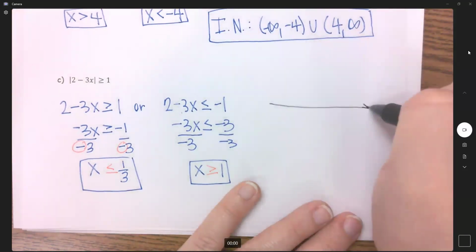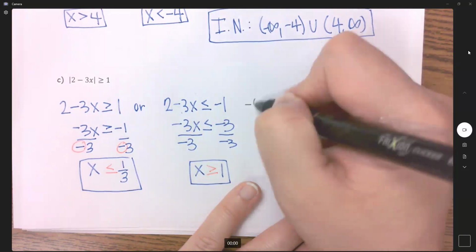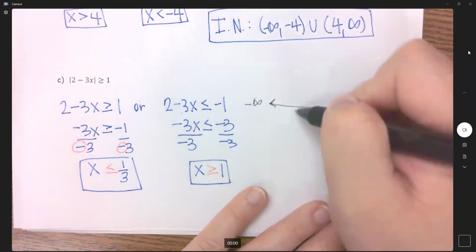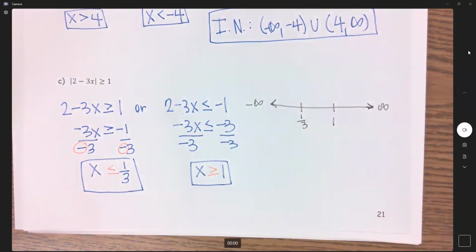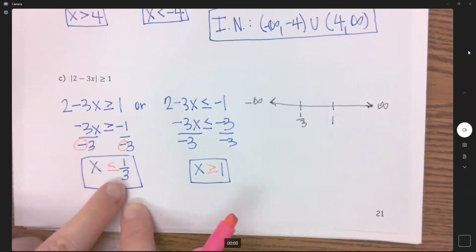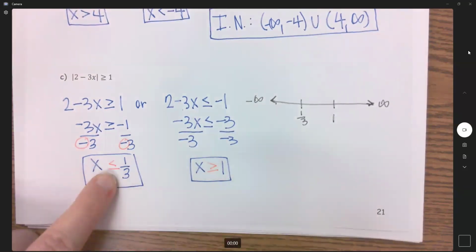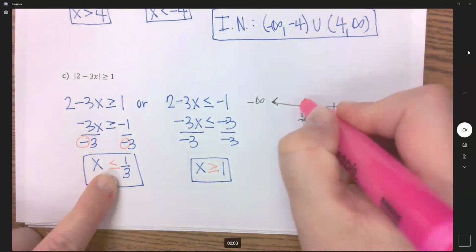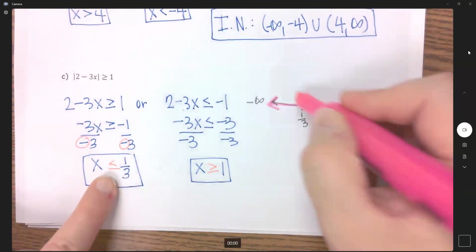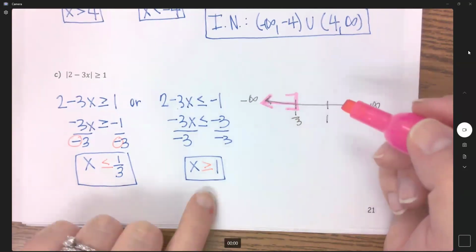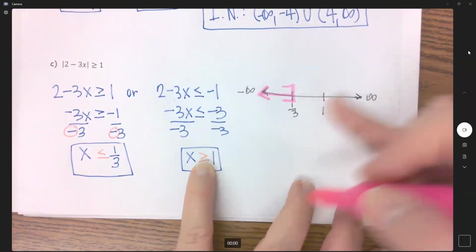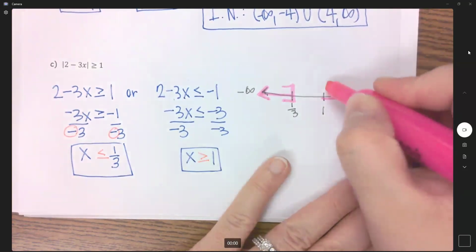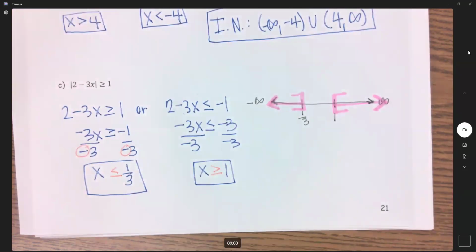So graphing, we have 1/3 and 1. And shade as they say. X is less than or equal to 1/3. So we're shading to the left of 1/3. And because it's or equals to, this one will get a bracket. And everything is greater than or equal to 1. So we're shading to the right. Use that as an arrow. And a bracket again.